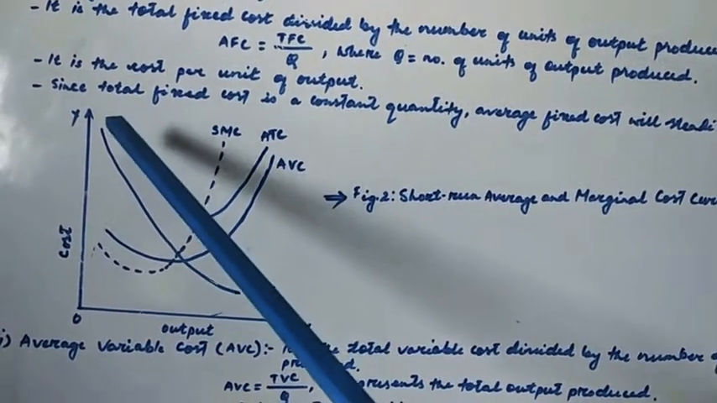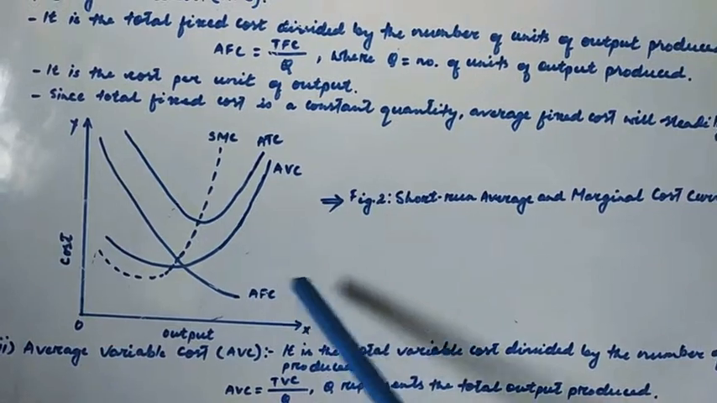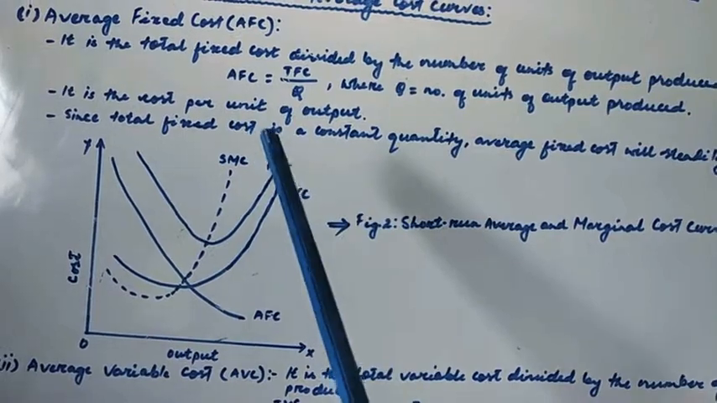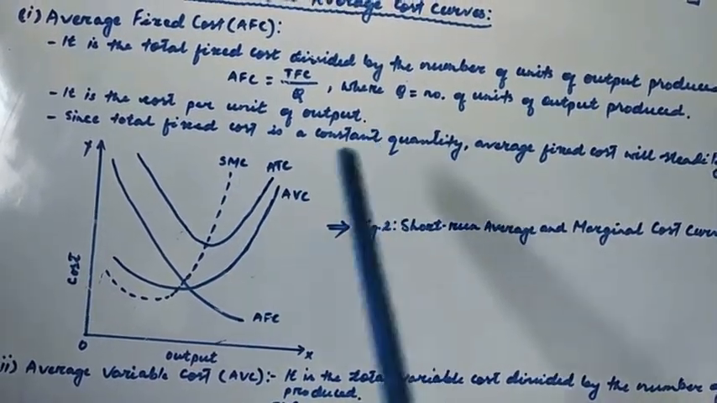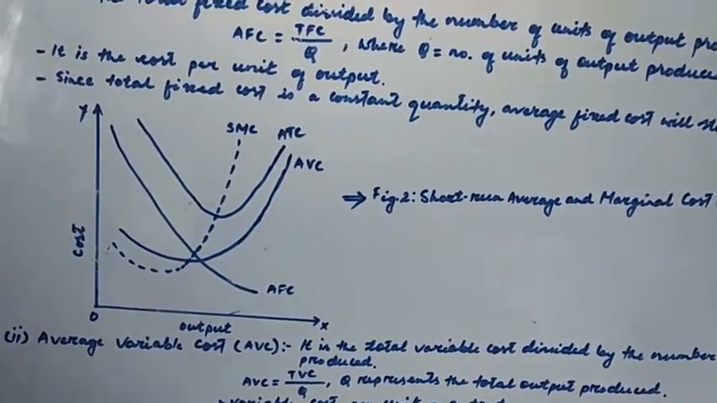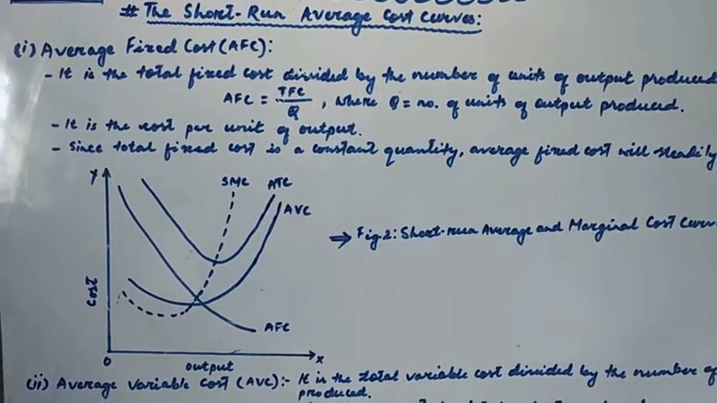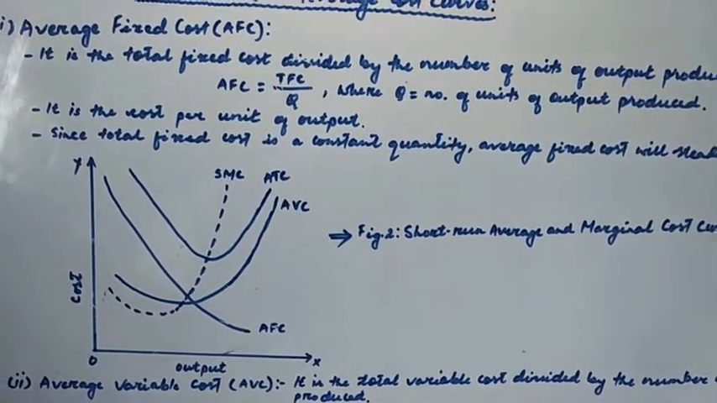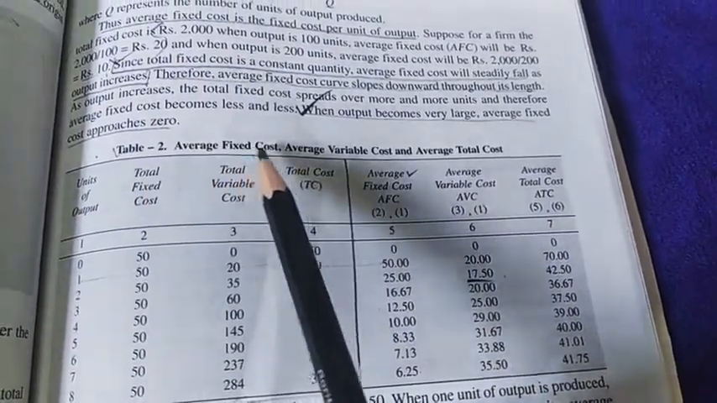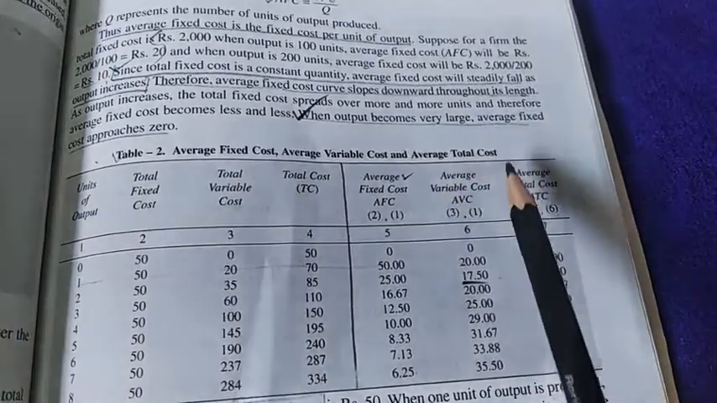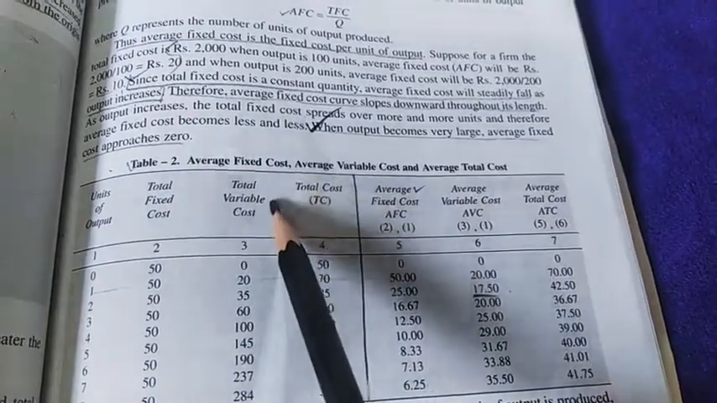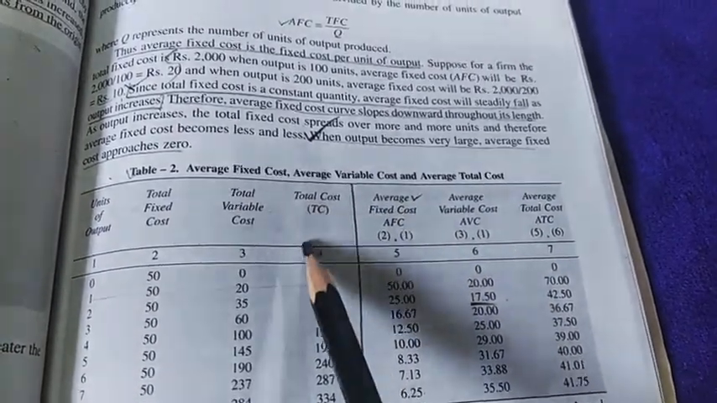This is the diagrammatical representation of average fixed cost. We explained the cost concepts of totals, total fixed cost, total variable cost, with the help of the schedule or table also. Likewise, we shall also explain average fixed cost with the help of a table. As you can see from table number 2, average fixed cost, average variable cost, and average total cost are all given here. And we have discussed what total fixed cost, total variable cost, and total cost are, and how we obtain this total cost.